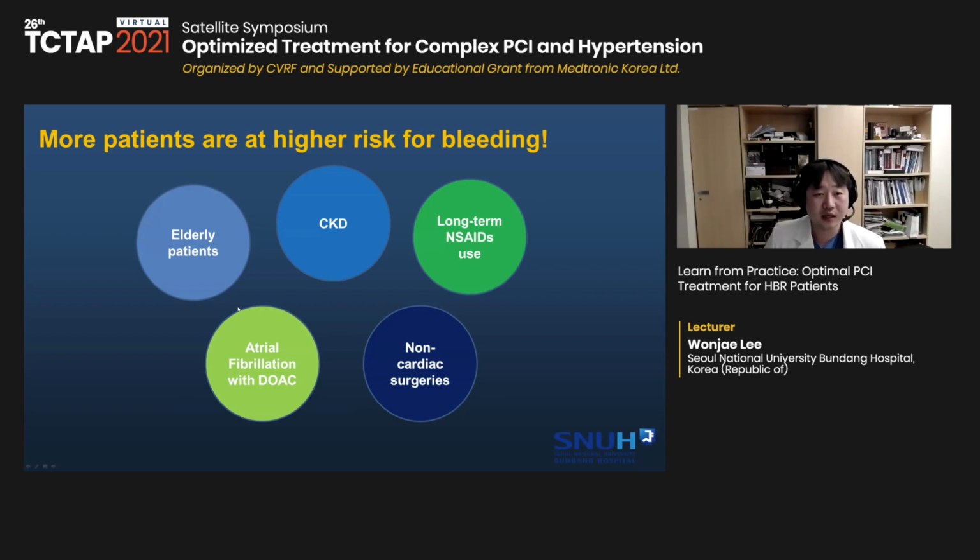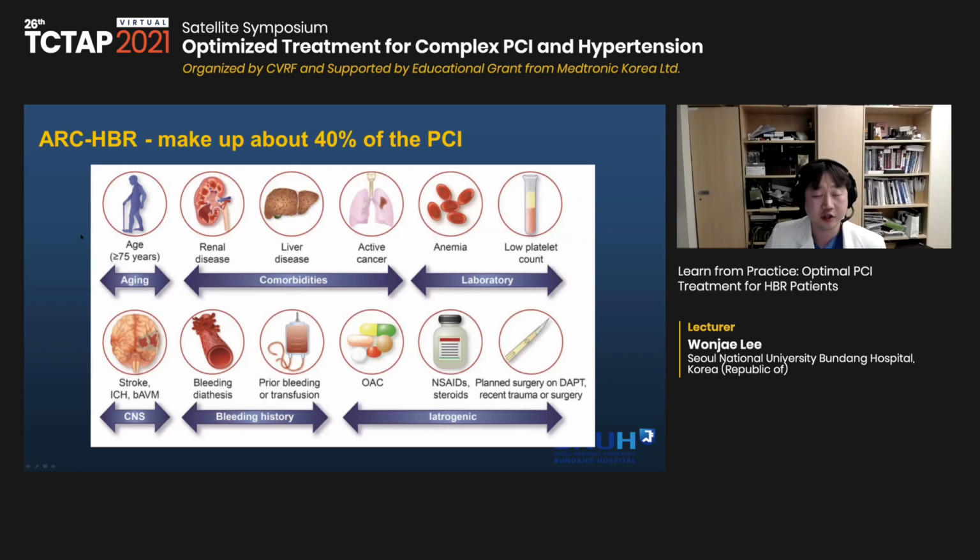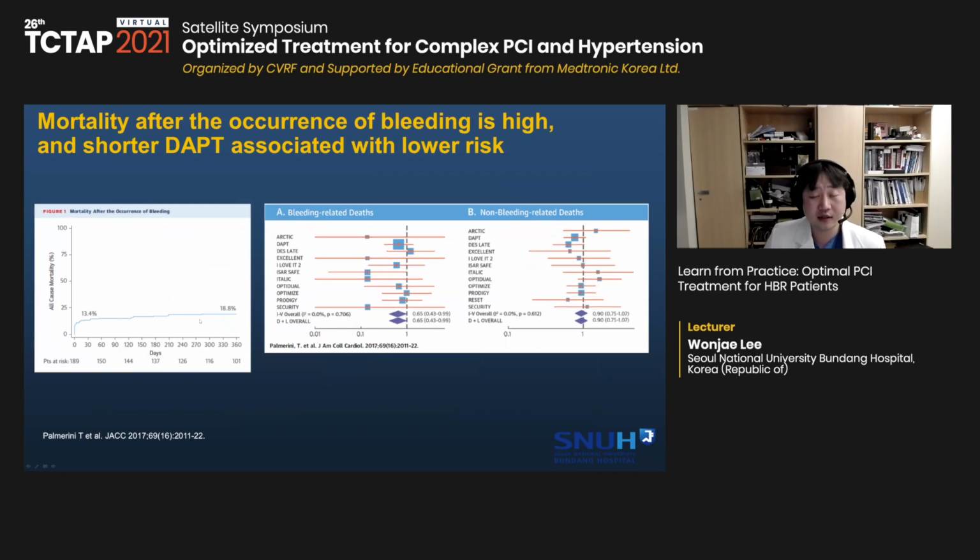So now we are seeing more and more patients with a higher risk of bleeding. People are older, people have CKD, they are on long-term use of NSAIDs, also they have AFib with DOAC. And according to the ARC definition, the high bleeding risk population makes up about 40% of the PCI that we do today. Why is this so important? Because we know that mortality after occurrence of bleeding is very high. If you look at this graph at 1 year, the all-cause mortality rate is almost about 20%. And we know that shorter DAPT might mitigate this event.